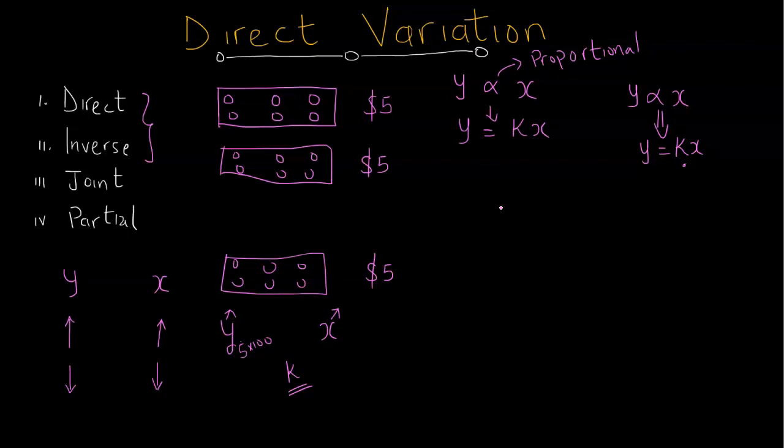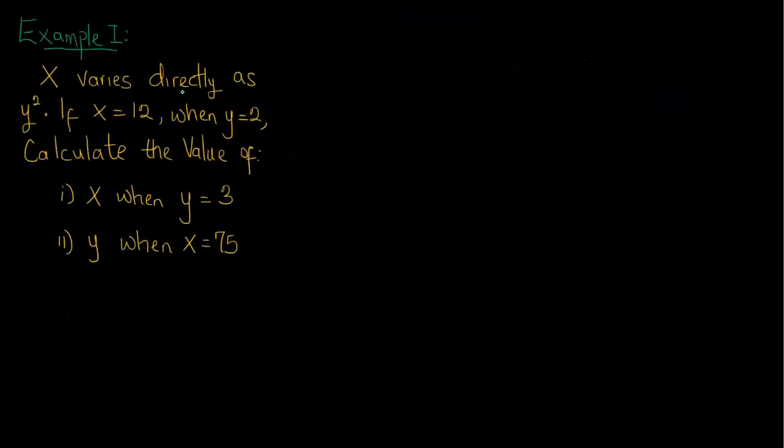Let's take a few examples. So we have that x varies directly as y squared. If x equals 12 when y equals 2, calculate the value of 1. x when y equals 3, 2. y when x equals 75.